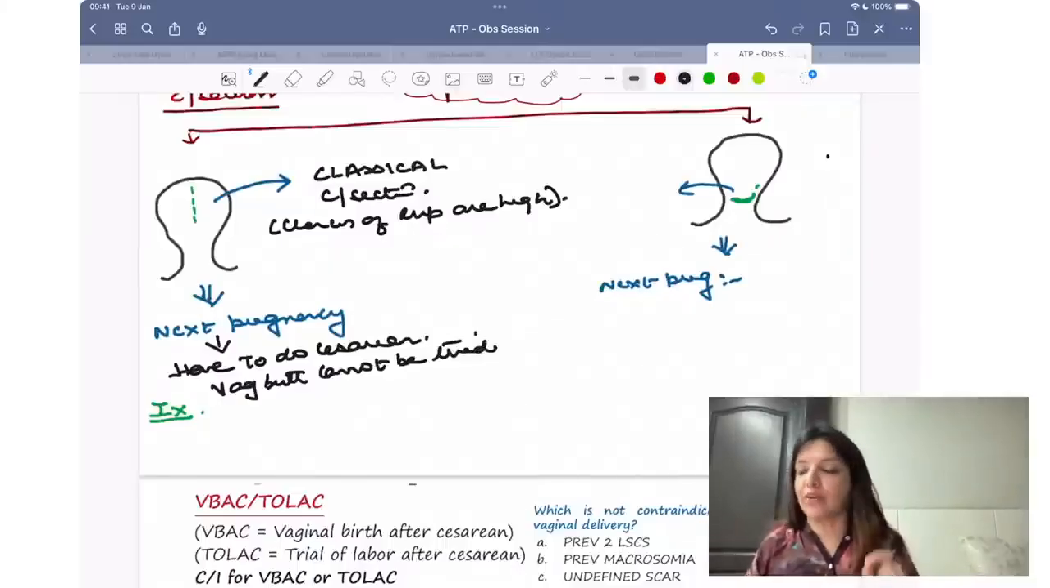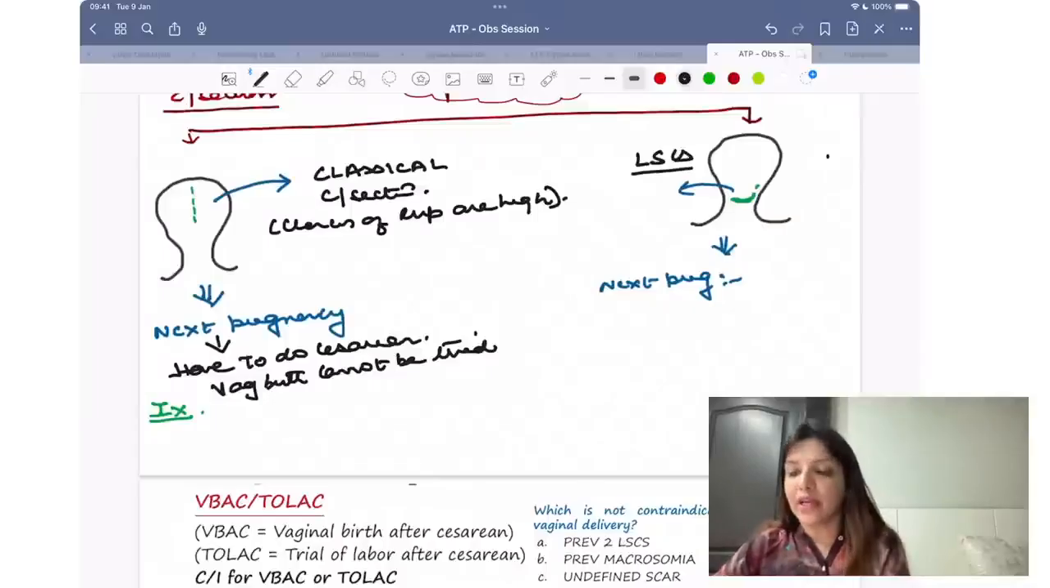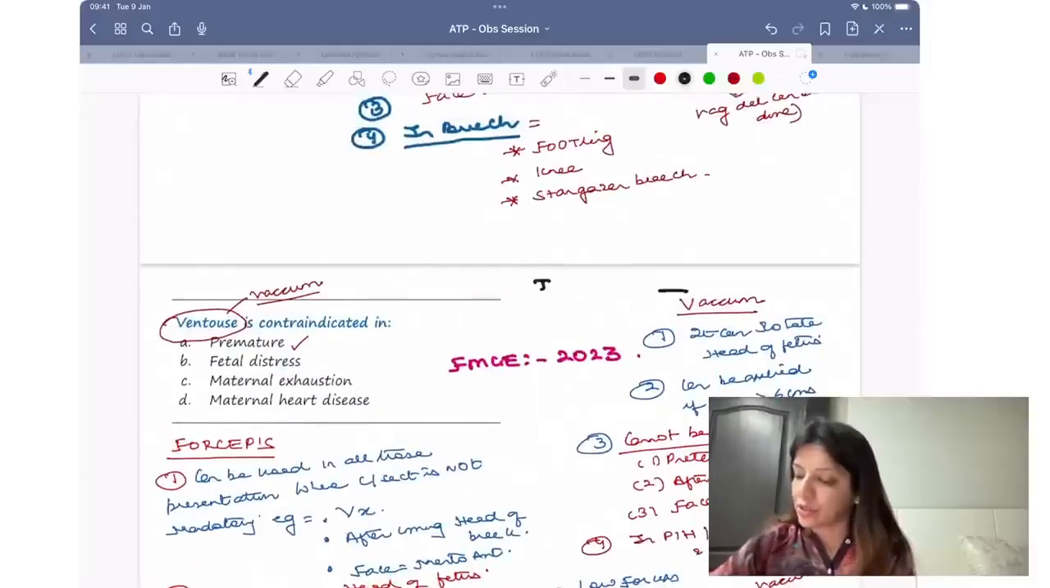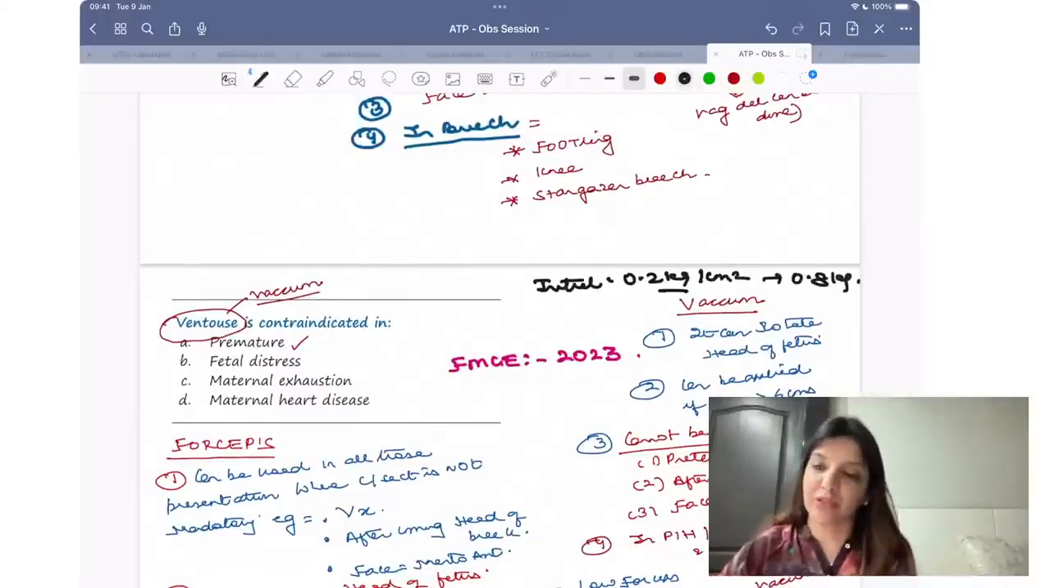But when you give an incision in the lower uterine segment, that is called lower segment cesarean section. In lower segment cesarean section, you want to know the pressure? So the initial pressure in vacuum is 0.2 kg per centimeter square. Maximum you can take it to 0.8 kg per centimeter square.